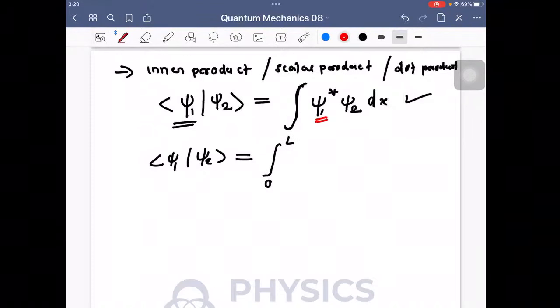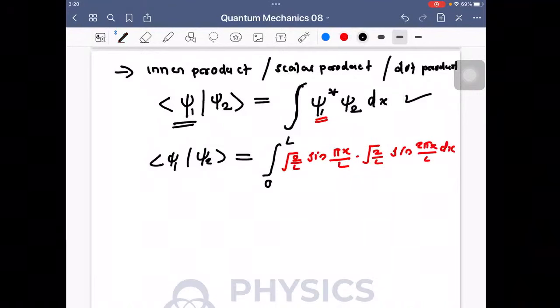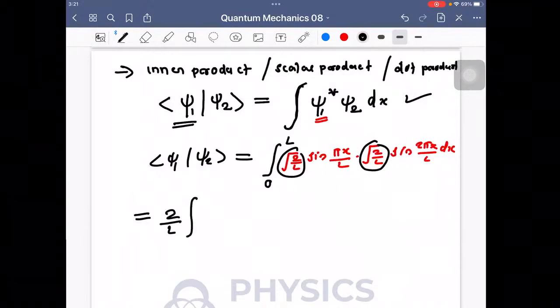Psi 1 star will be equal to psi 1 because we know that psi is a real function, so its complex conjugate will be the same. So psi 1 is under root 2 by L sine pi x upon L, and psi 2 is under root 2 by L sine 2 pi x upon L, into dx. So this is equal to under root 2 by L into under root 2 by L, which is 2 by L, into the integral from 0 to L.